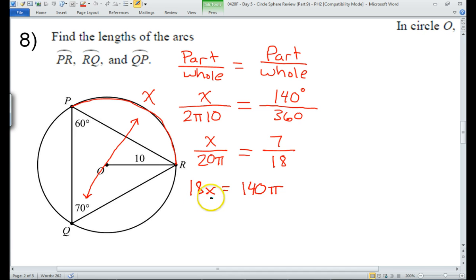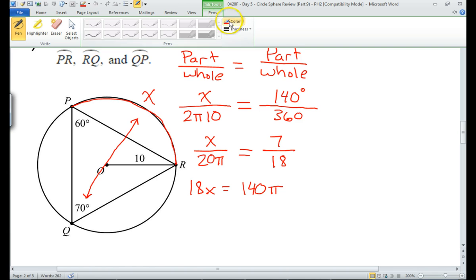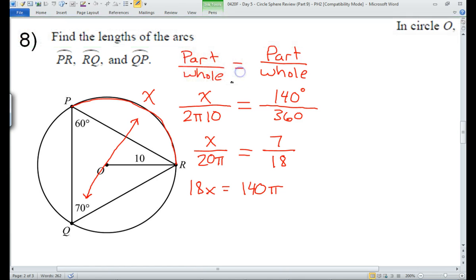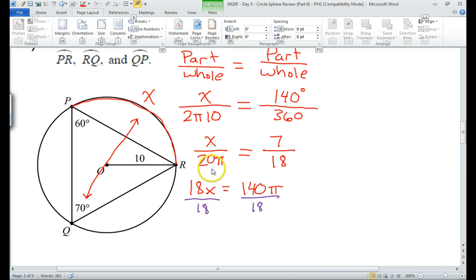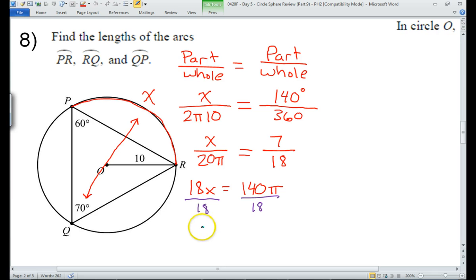And of course, to get x by itself, let's go ahead and divide both sides by 18. So divide by 18, divide by 18. That's going to give us x equals. Now once again, let's go ahead and reduce this. This is going to be reduced to 70 pi over 9. Now this is the arc length, x, that we were trying to find.